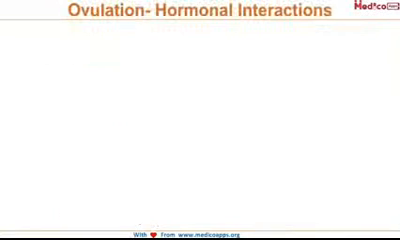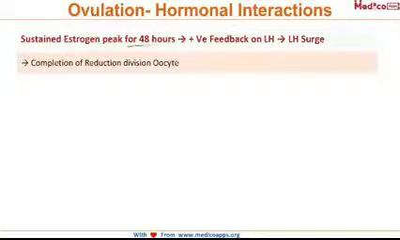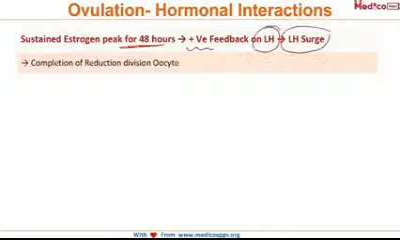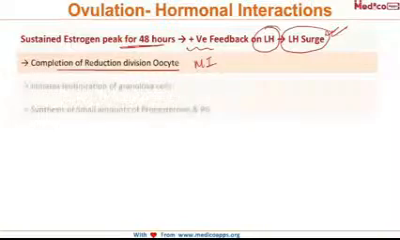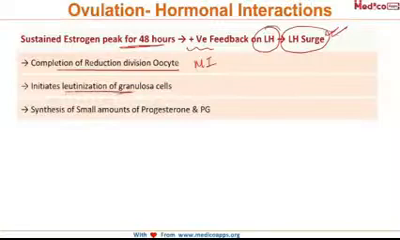So, let's revise once again. There is a sustained estrogen peak for around 48 hours. This will lead to a positive feedback effect on the LH, subsequently leading to LH surge and LH peak. And it is because of this LH surge that there is completion of the reduction division of the oocyte. That is, meiosis 1 is completed, leading to the formation of the secondary oocyte and one polar body. Secondly, it initiates luteinization of the granulosa cells, and from these luteinized granulosa cells, there will be synthesis of a small amount of progesterone and prostaglandins.